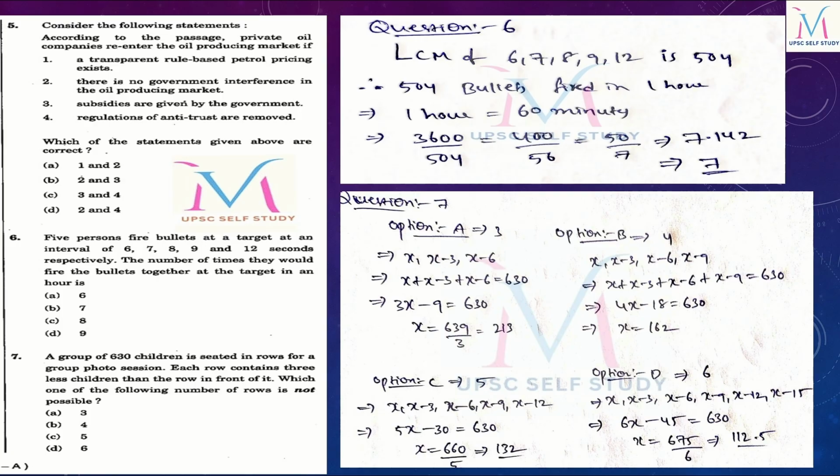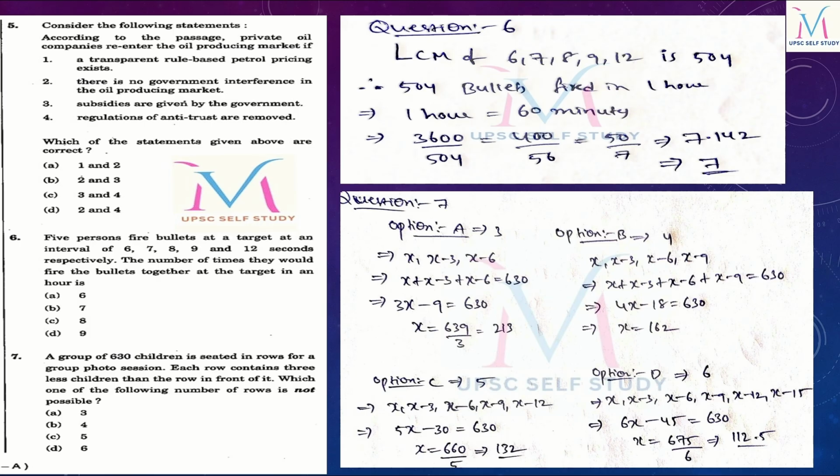Each row contains 3 fewer children than the row in front of it. Okay, here these 630 children are asked to sit in rows, and each row contains 3 fewer than the row in front of it. See, first row is having some children, and the second row is having 3 fewer children than the first row. Third row will be having 3 fewer, fourth row will be having 3 fewer. Which one of the following numbers of rows is not possible?